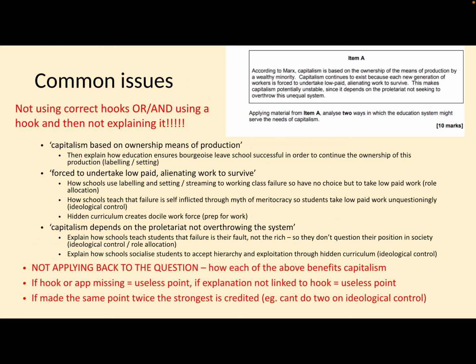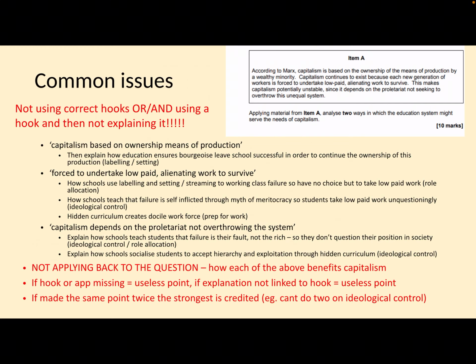Schools teach students that failure is self-inflicted. Meritocracy is true, so if they fail, it's because they haven't worked hard enough. It's not the rich's fault that they've failed and they're not doing well. So as a result, they don't question their position in society. And so that is a mixture of both ideological control and, I guess, role allocation.